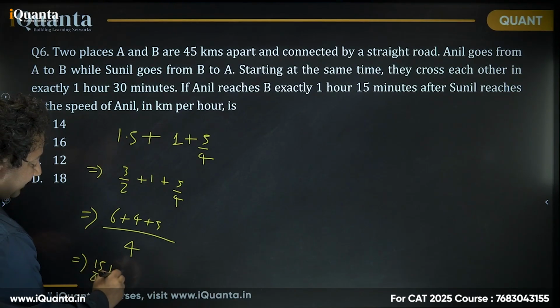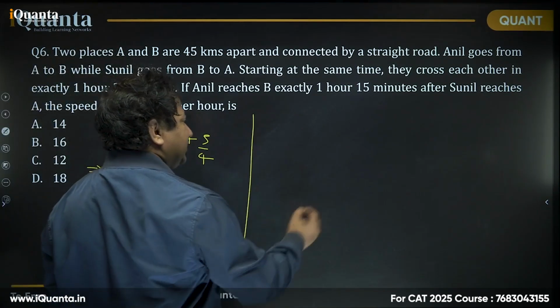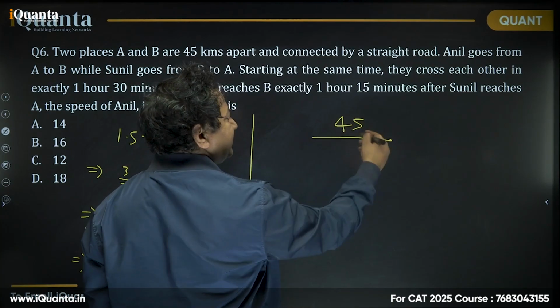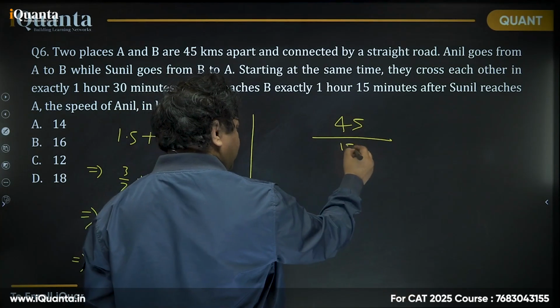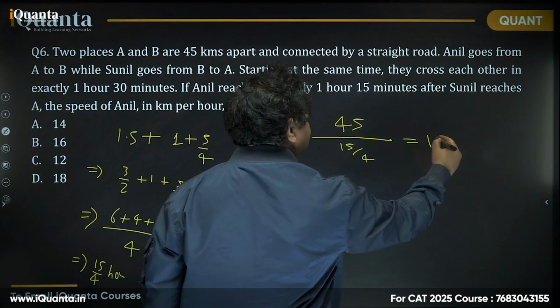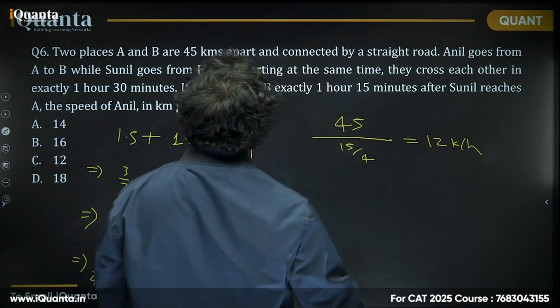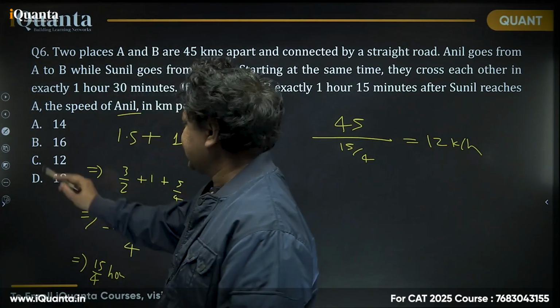15 by 4 hours is the time taken by Anil to complete the entire distance. Distance is 45. Distance upon time is basically speed. 45 upon 15 by 4 is what we need to calculate. This will be 12. So 12 kilometers per hour will be the speed of Anil. Do we have that option? Yes, we have that option.